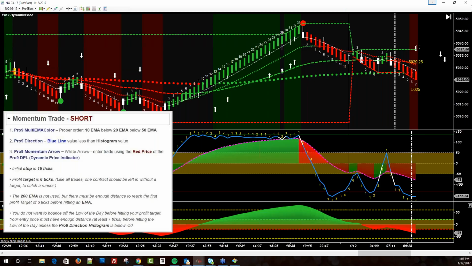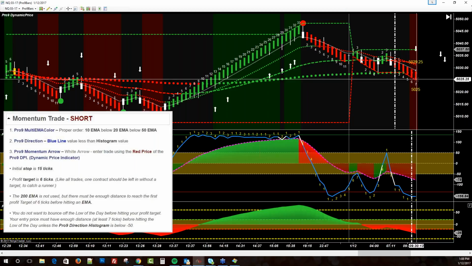And that's exactly what we want, because we want to know we have our EMAs in the correct order, which is rule 1. We have our blue line below the histogram, which is rule 2. And then we have our arrow, which is rule 3. So once all of these 3 rules are qualified, we would enter using the DPI that creates this bar, the red DPI. Since we're heading short, we want to use the red DPI.